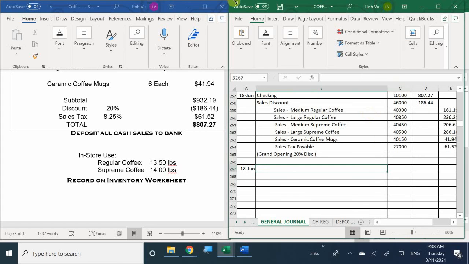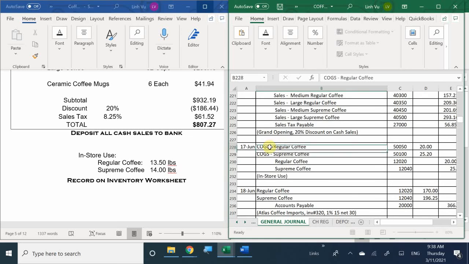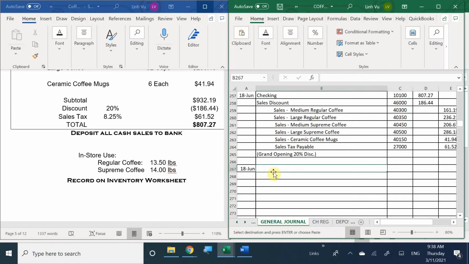So just like from the previous one, right? Cost of goods sold regular coffee. I'm just going to go copy it. Cost of goods sold regular coffee and cost of goods sold supreme coffee. And we're taking it right out from our inventory. So that means we're going to be subtracting it out of our regular coffee and our supreme coffee. Okay. So I'm going to go ahead and pop this down here.